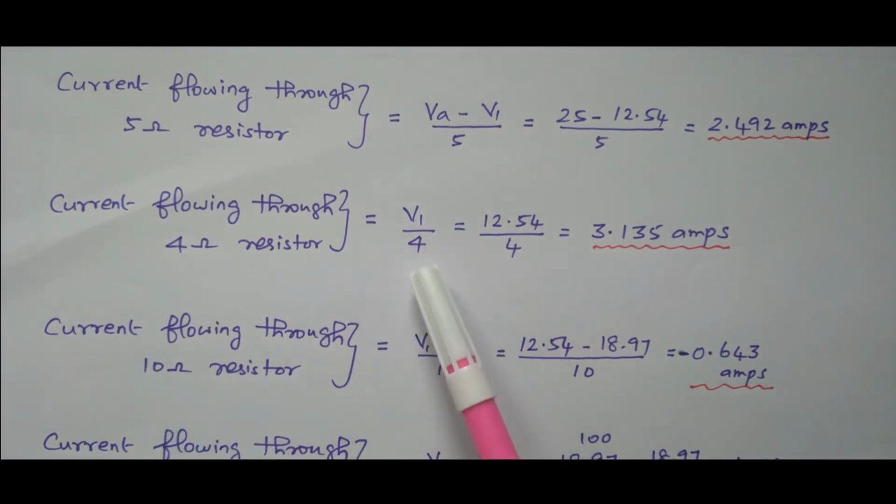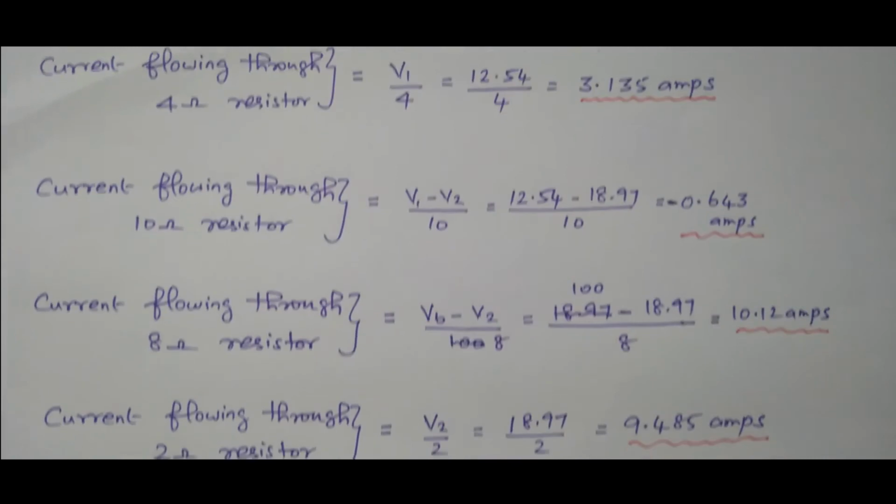Then current flowing through the 4 ohm resistor is V1 by 4. This is already available in the diagram that we already discussed. From that you can easily understand. So V1 by 4, 12.54 divided by 4, it is 3.135 amperes. Current flowing through the 10 ohm resistor is V1 minus V2 divided by 10. So 12.54 minus 18.97 divided by 10, that is nothing but minus 0.643 ampere. This is negative. We got the negative value.